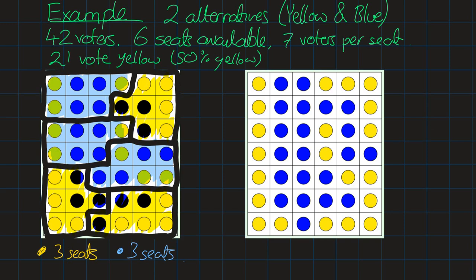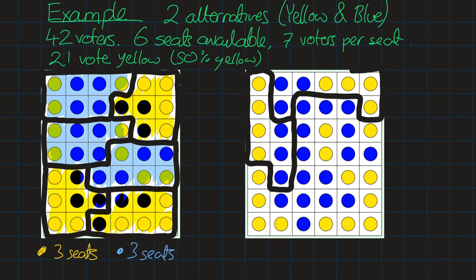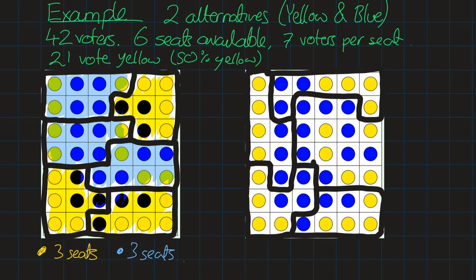But if I was a yellow politician and I wanted to try and gerrymander this to make it so that yellow does better, I could do the following. I could do something like this. And this. And this. And this. In this second scenario, I'm acting on behalf of the yellow party, and I want to try and maximize the number of seats that yellow has.